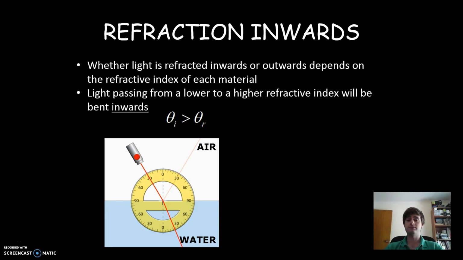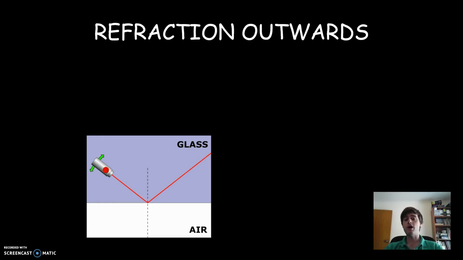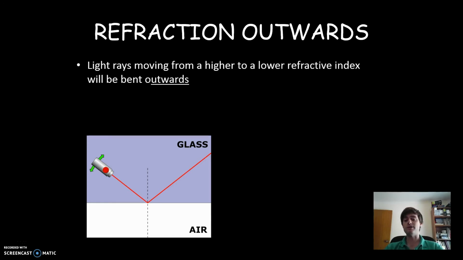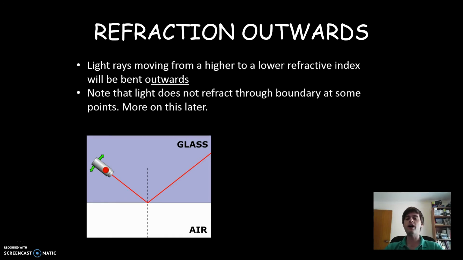On the other hand, we might be dealing with light refracted outwards, and that occurs when you're going from a higher refractive index to a lower one. For example here, we're going from glass, which has a refractive index of about 1.5, to air, which has a refractive index of about 1. So we're going from higher to lower.